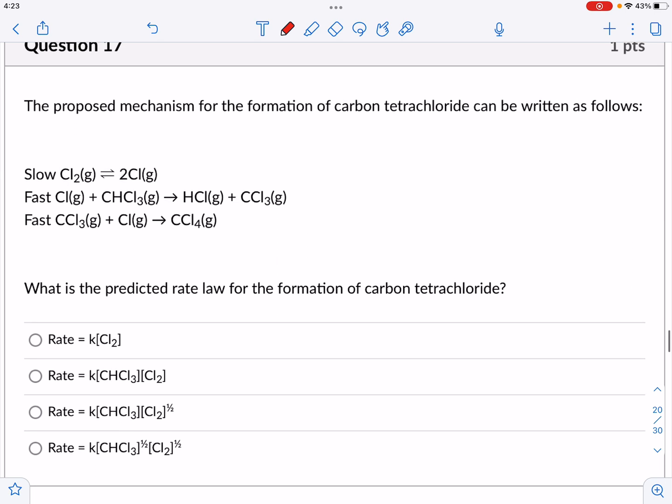The proposed mechanism for the formation of carbon tetrachloride can be written as follows. We have 3 steps. The first one is the slow step. All right. So what is the rate law for the first step? Well, the rate law for the first step is simply k times the concentration of Cl2.